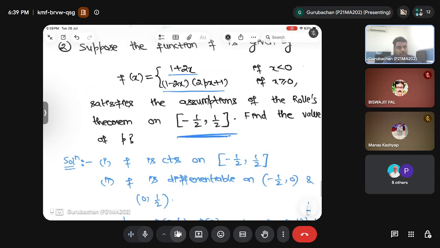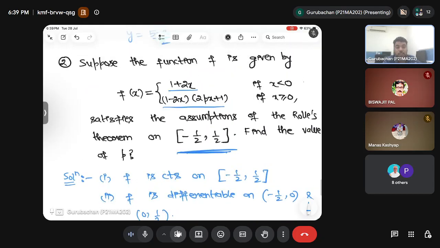One point I have missed here. If you check at 0, they must give the same value. You should also check that, because from minus half to 0 it is continuous and from 0 to half it is continuous. So what will be the left hand limit and right hand limit? If you substitute or calculate, you will get that it is a continuous function. So I skipped that step.